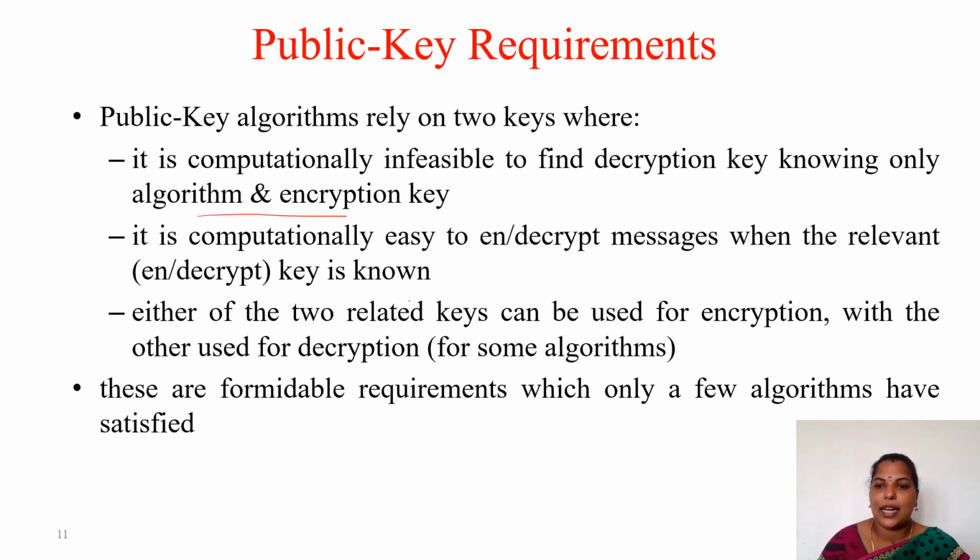Likewise, we have seen that Diffie-Hellman is used only for key exchange, but RSA is used for all three purposes. Digital Signature Standard is used only for digital signatures. Elliptic curve is used for all the purposes. Likewise, the requirements are specific to a particular algorithm.